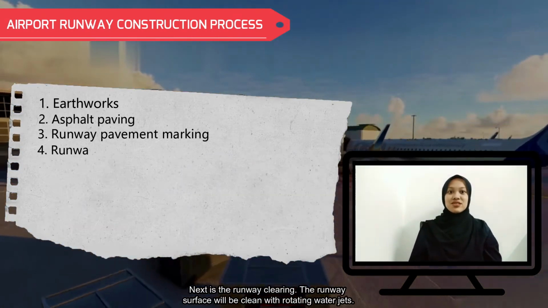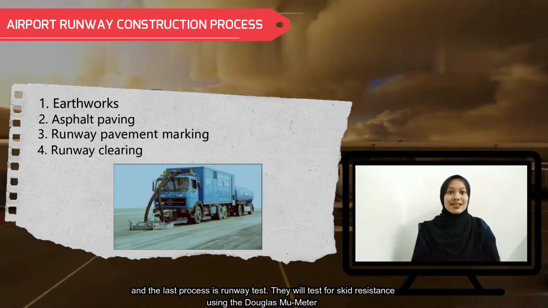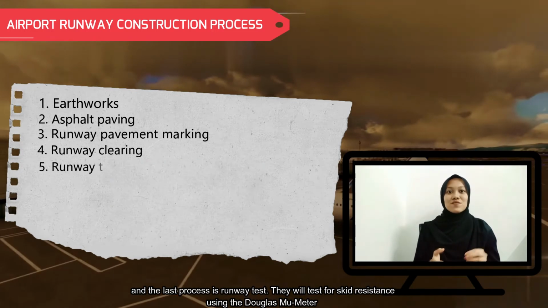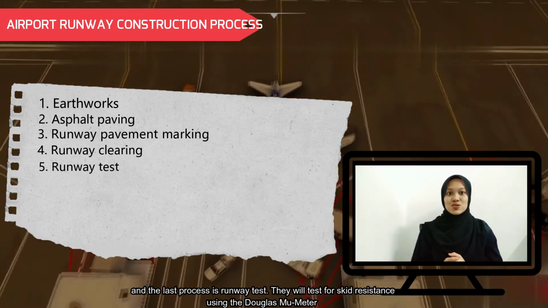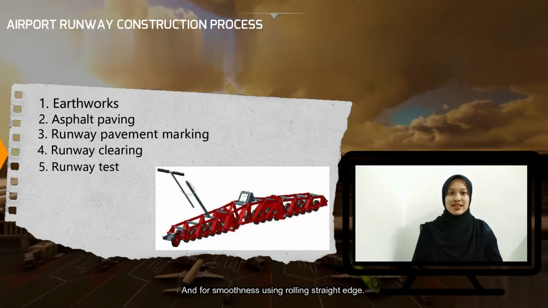This is the runway cleaning. The runway surface will be cleaned with rotating water jet. And the last process is runway test. They will test for the skid resistance using the Douglas MU meter, and for smoothness using rolling straight edge.